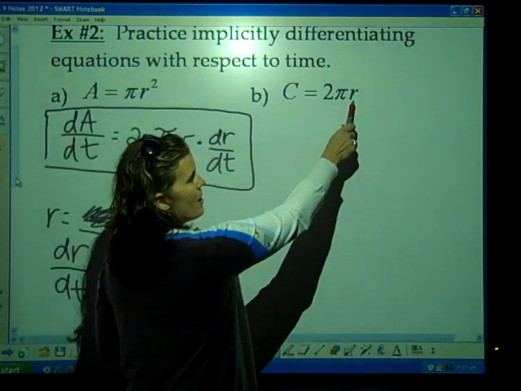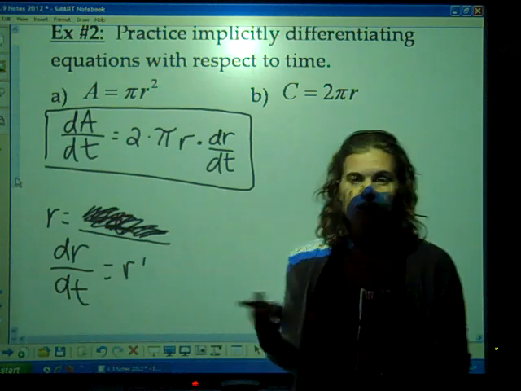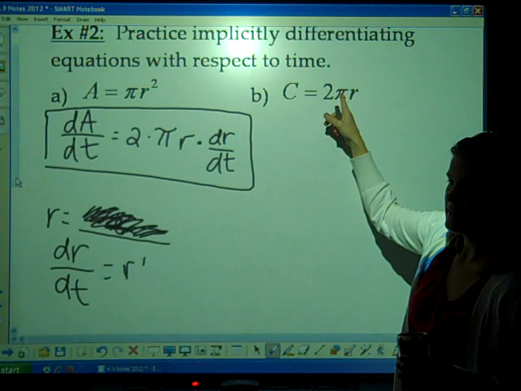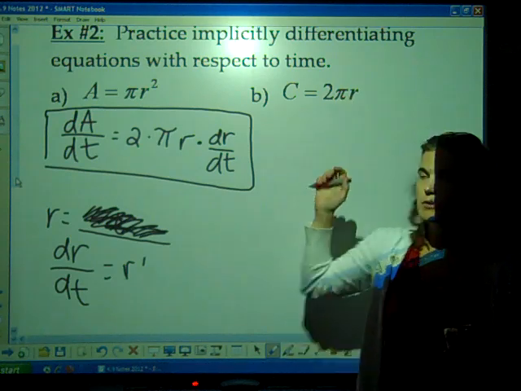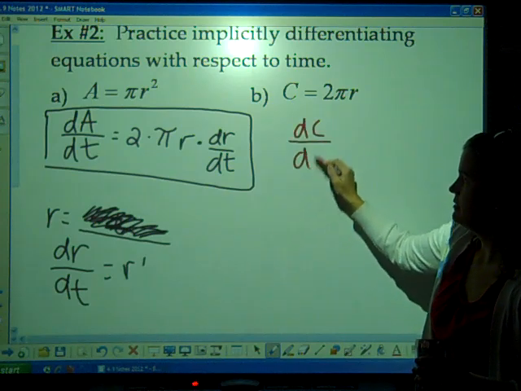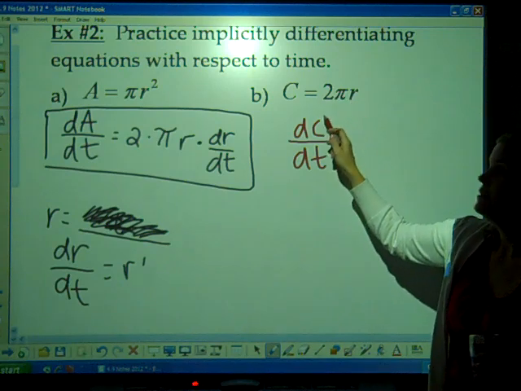C equals 2 pi r. So there's only two things varying here, the c and the r. And hopefully you recognize this as the circumference of the circle. The circumference will always equal twice pi times the radius. So if we want to implicitly differentiate with respect to time, the derivative of c with respect to time would be dc dt. And over here the derivative of 2 pi r.